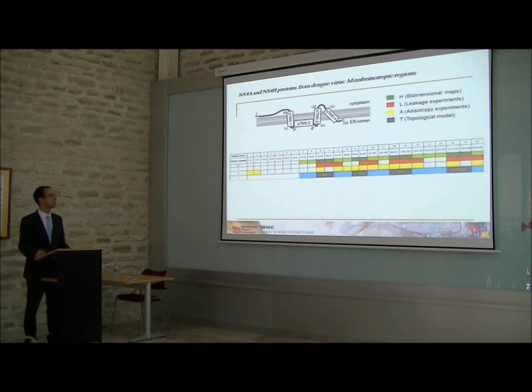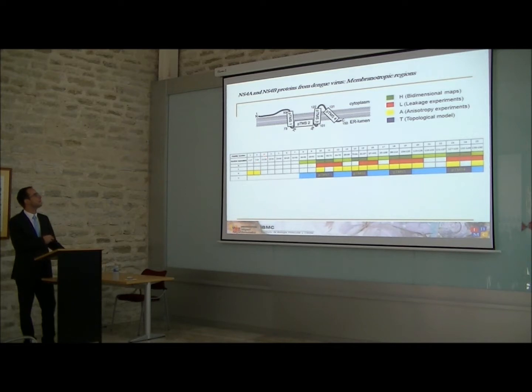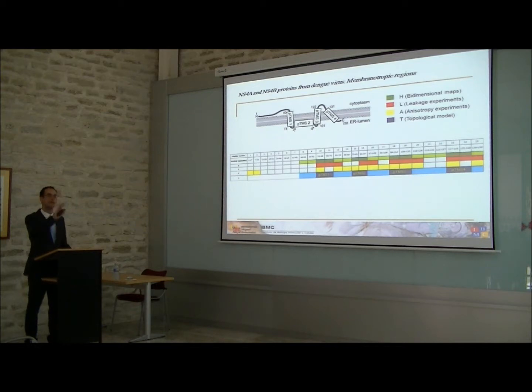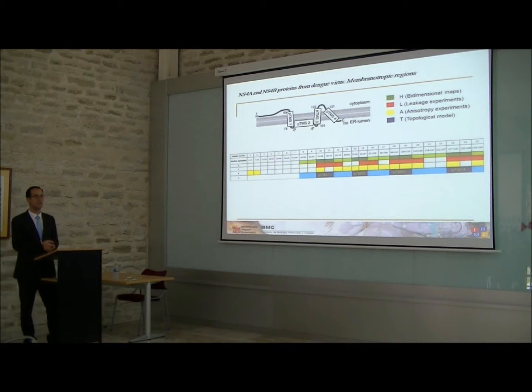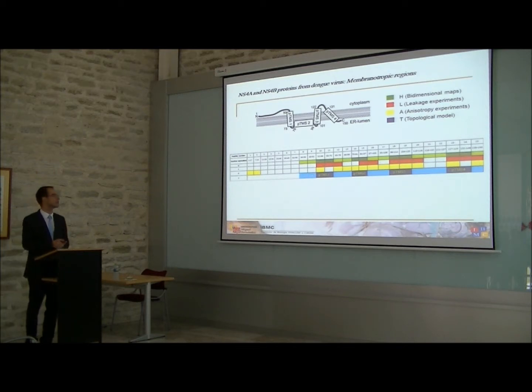Now, because these were a lot of results, I tried to synthesize them a little bit more. As you can see here for the NS4A protein, we conducted those studies, once again, of hydrophobic patches in the bidimensional representation, and we could detect 4 distinct regions. As you can see here in the caption, in green are the results from those bidimensional bands. These are more or less coincident with the leakage results, and also coincident with anisotropy experiments, but to a lesser extent.